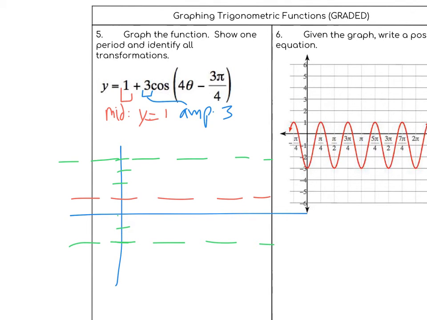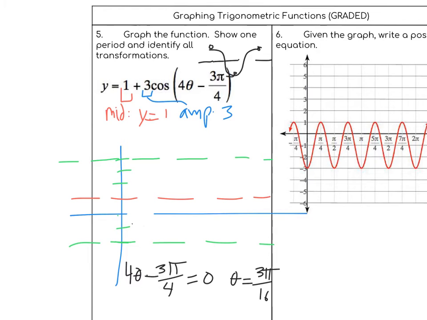We're going to then go for our first point and last point. 4 theta minus 3 pi over 4 is equal to 0. And that's going to give me theta is equal to 3 pi over 16. That's my starting point. Sorry, that was supposed to be on top because this is cosine. So just as a side note here, the cosine shape is going to look something like this, where midline goes through there. So my first point would actually be up here at 3 pi over 16, comma, and that would be 4.